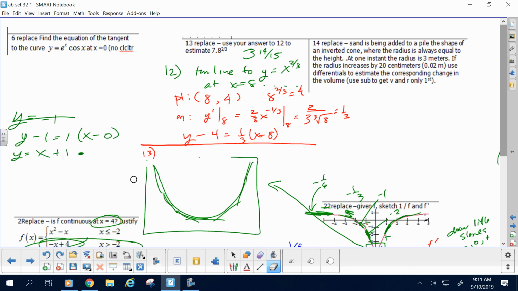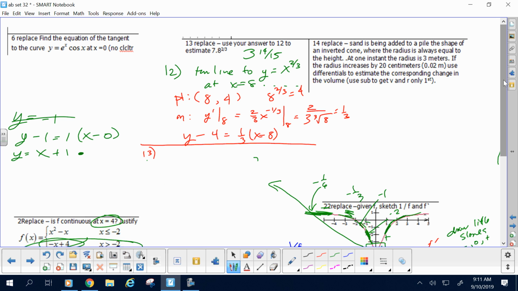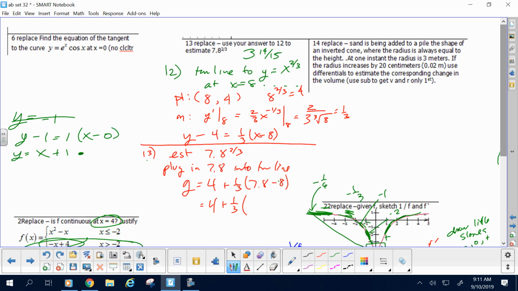Now 13 says use your tangent line to estimate 7.8 to the 2/3. So how do I use my tangent line to estimate a value? I plug in. What do I plug in? 7.8 into your tangent. Y is 4 plus 1/3 of 7.8 minus 8. That's a little gross, but 4 plus 1/3 of, isn't that negative 0.2? Or negative 2/10, if you like. We go all fractions. You follow?